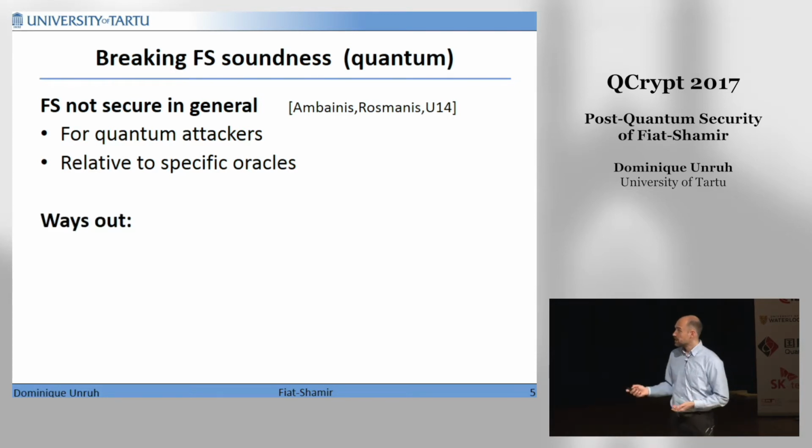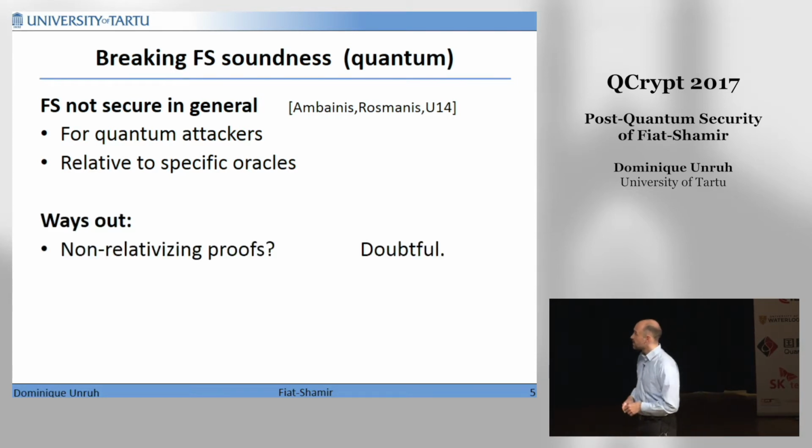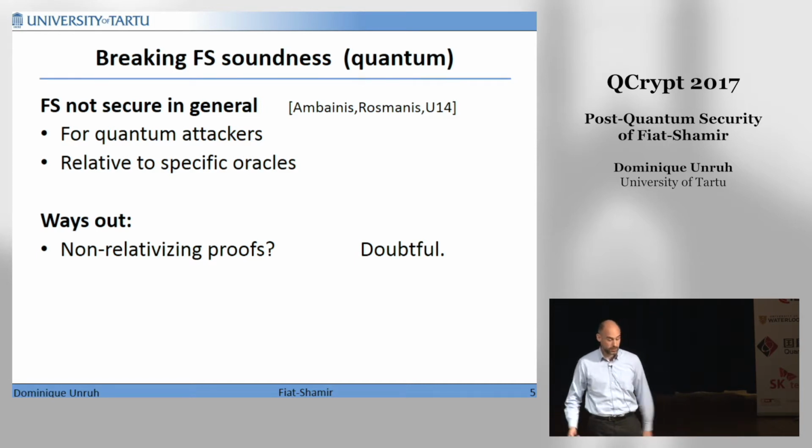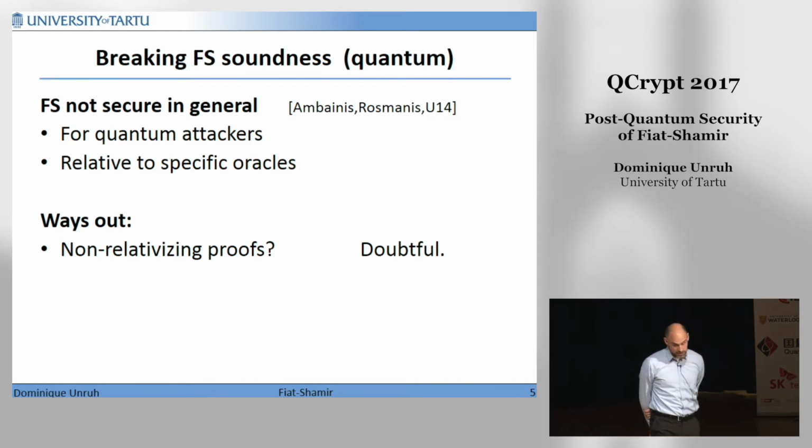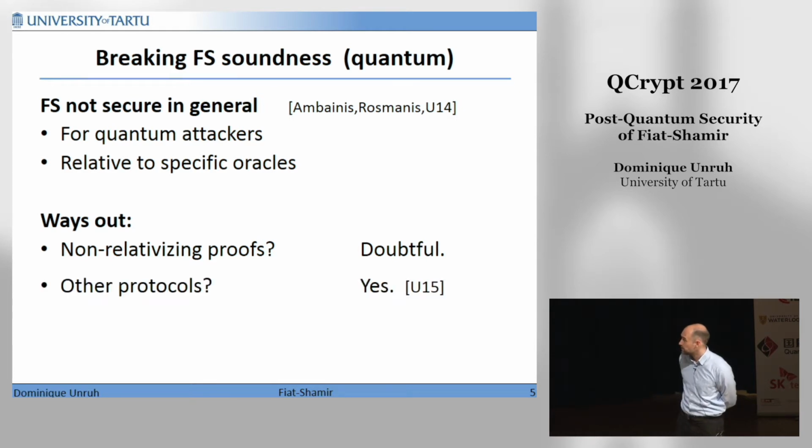So what can we do? There are three possible ways out. The first would be to try to find a non-relativizing proof of the security of Fiat Shamir. I have no formal argument why this would not be possible, but my personal experience with proofs is that I'm not very optimistic that we can find one for this kind of thing. But there have been surprises in crypto, so I wouldn't fully exclude it. But it seems to be the hardest way.